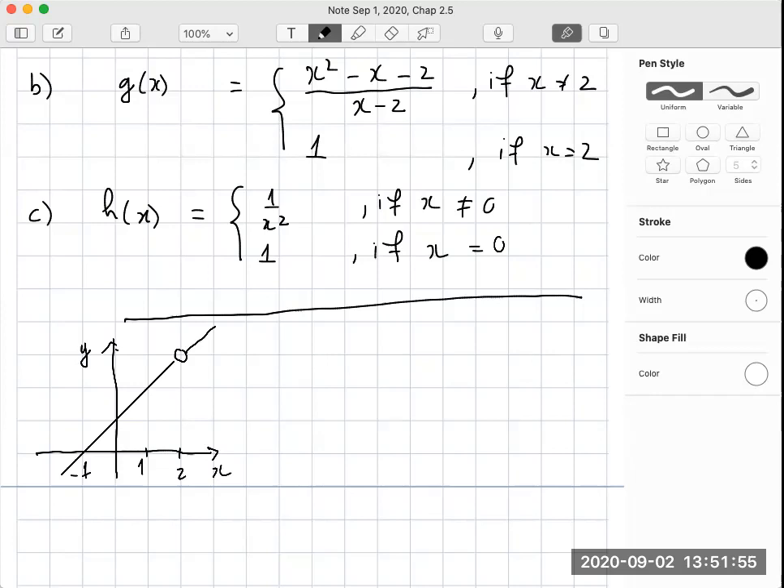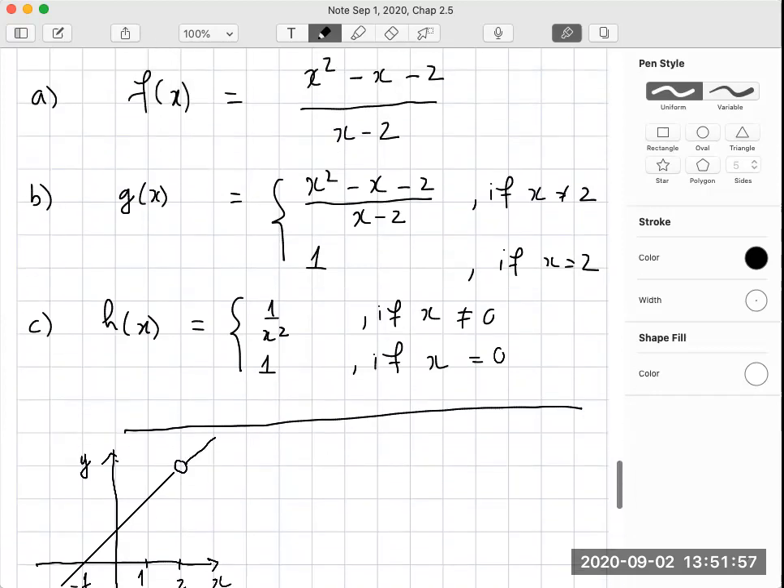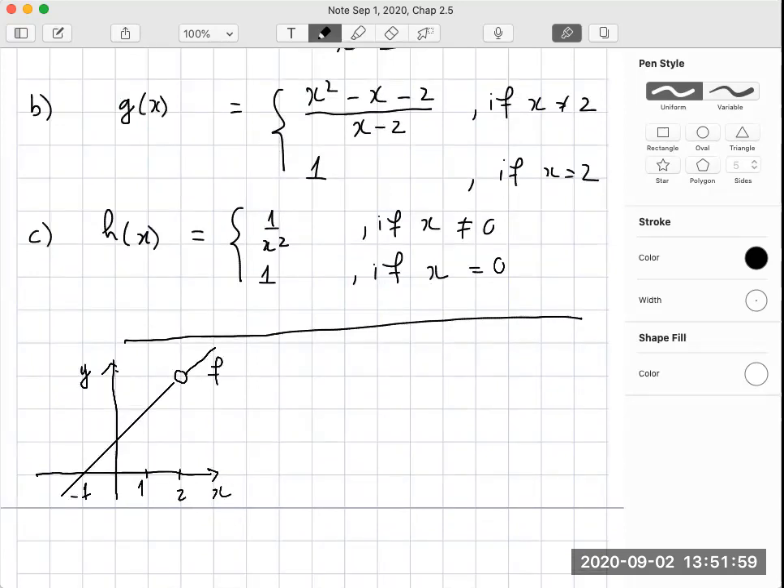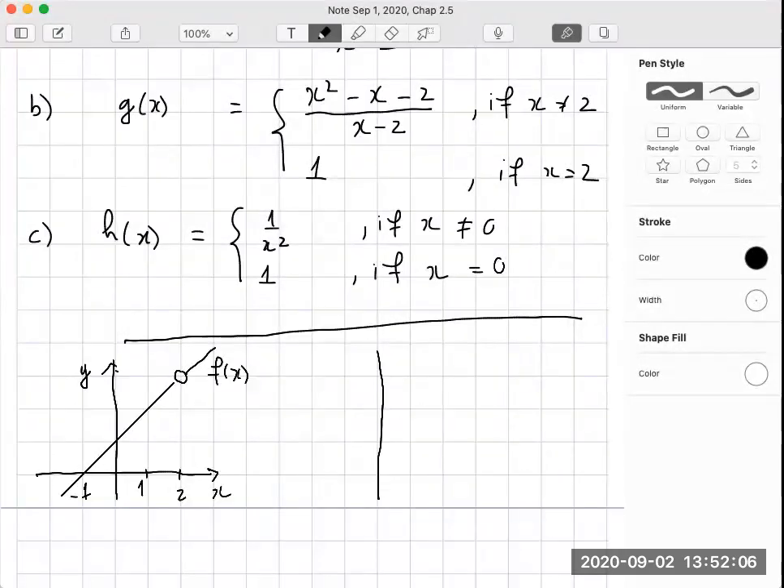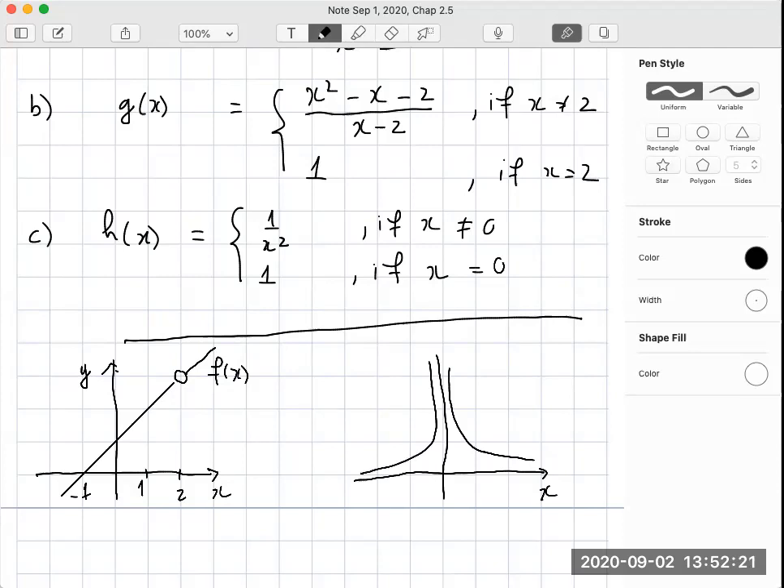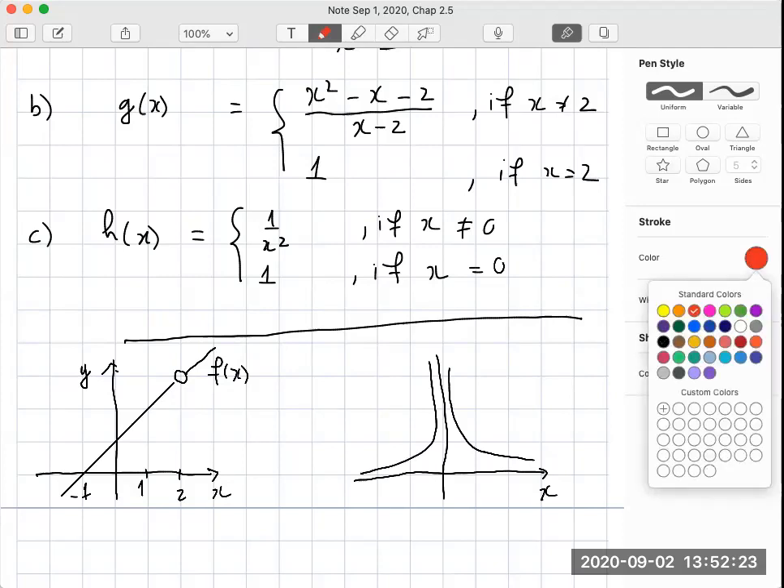This is g of x, h of x, f of x, I'm sorry. And c be like this. And at 0, it is 1.